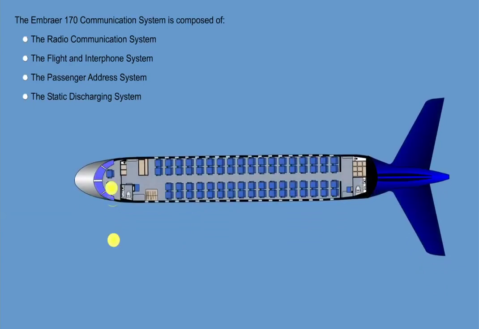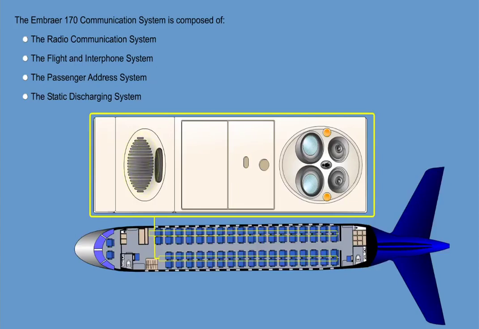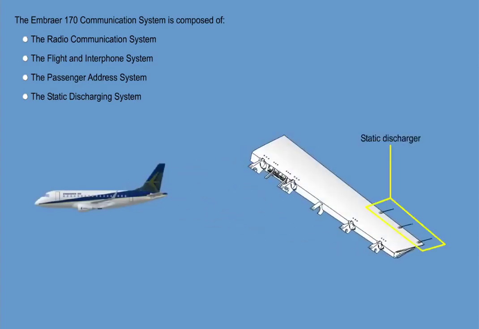The flight interphone system enables communication among the crew and to ramp personnel. The passenger address system provides a means for the cockpit and cabin crews to make live announcements and to play pre-recorded announcements via cabin loudspeakers. Static discharging has two purposes: to prevent the dangerous effects of lightning discharge on the airframe, and to decrease the interference static electricity causes to radio communication.